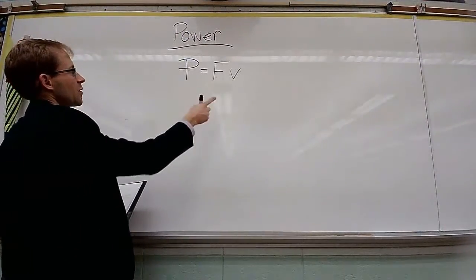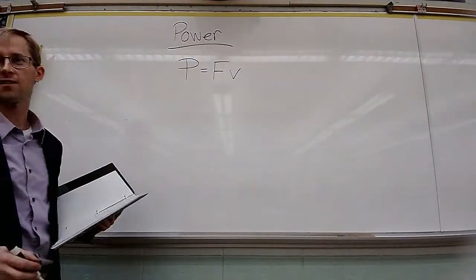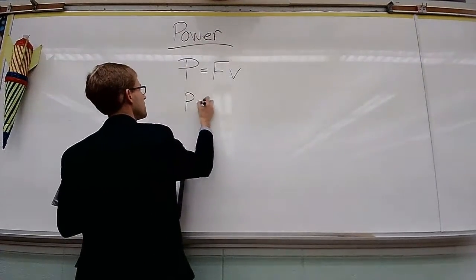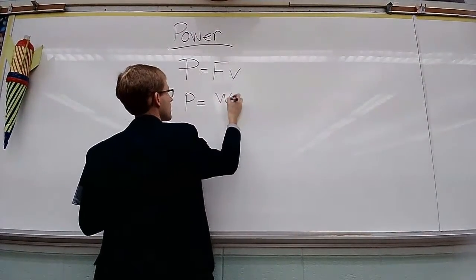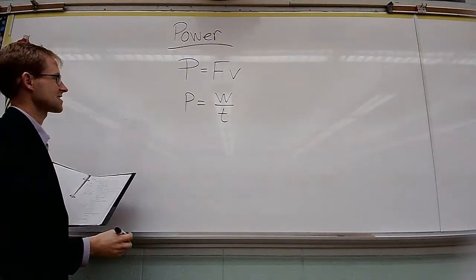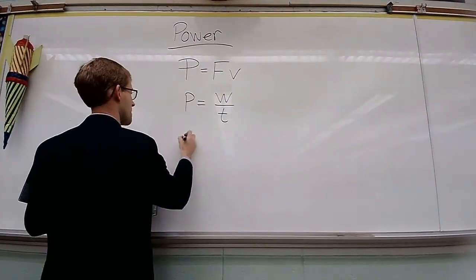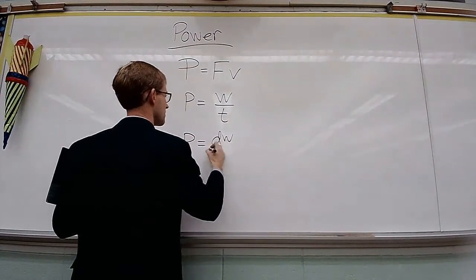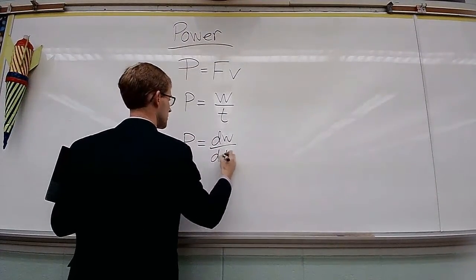So power is equal to force times velocity. That's the easy one. Power is also equal to work divided by time. Power is also equal to the derivative of work with respect to time.